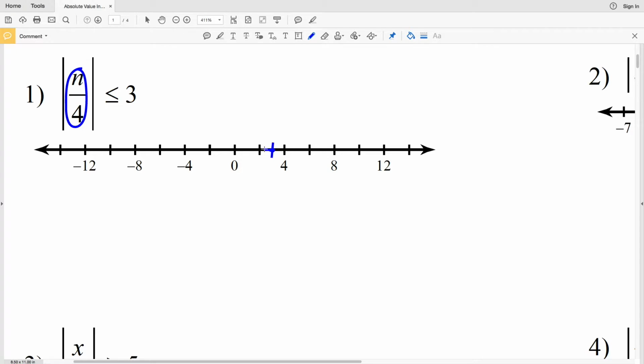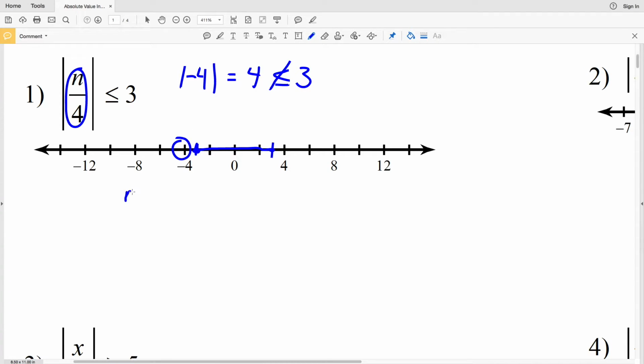So we're going to keep going to the left until we hit negative 3. And then we're going to stop. Because if we were to look at the absolute value of negative 4, that's equal to 4, which is not less than or equal to 3.